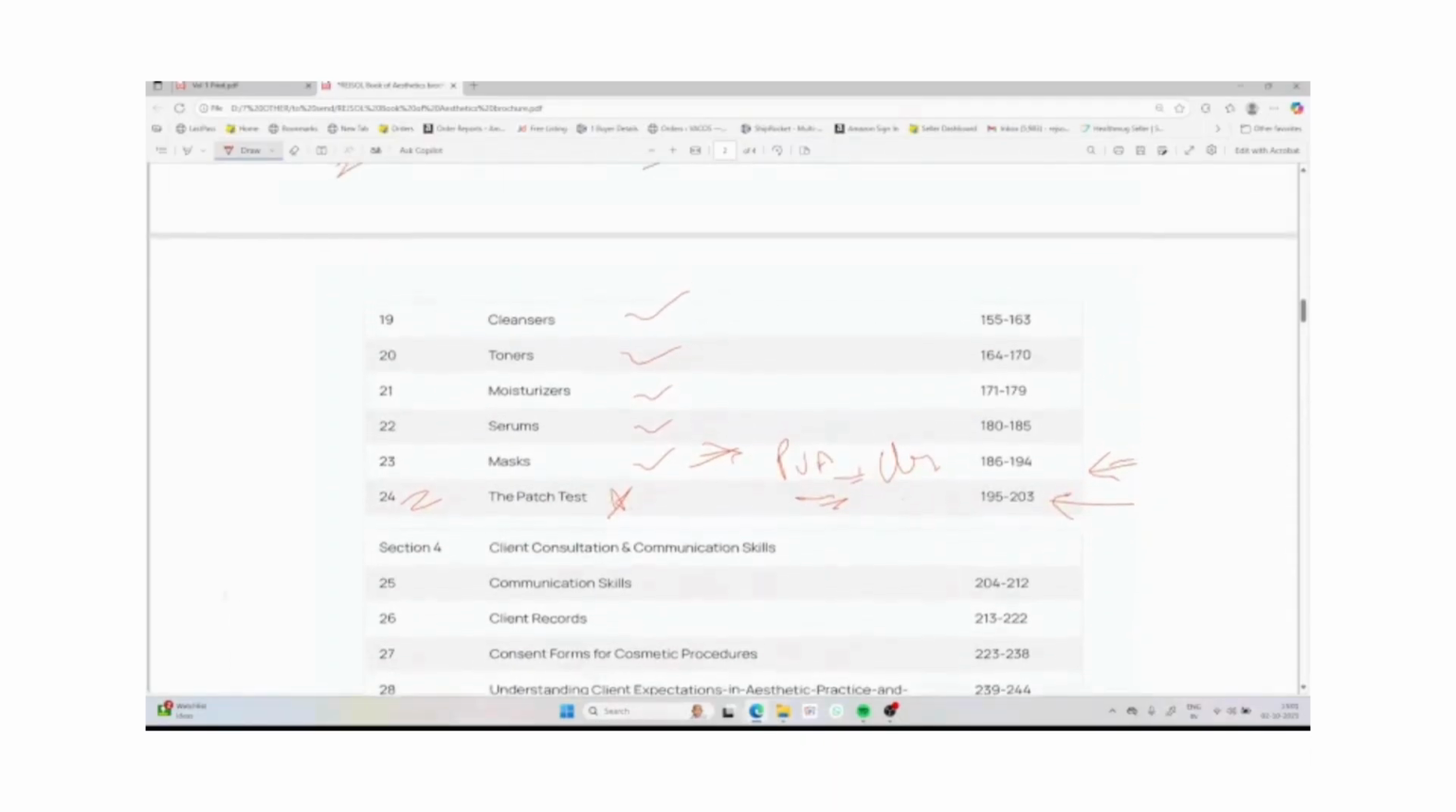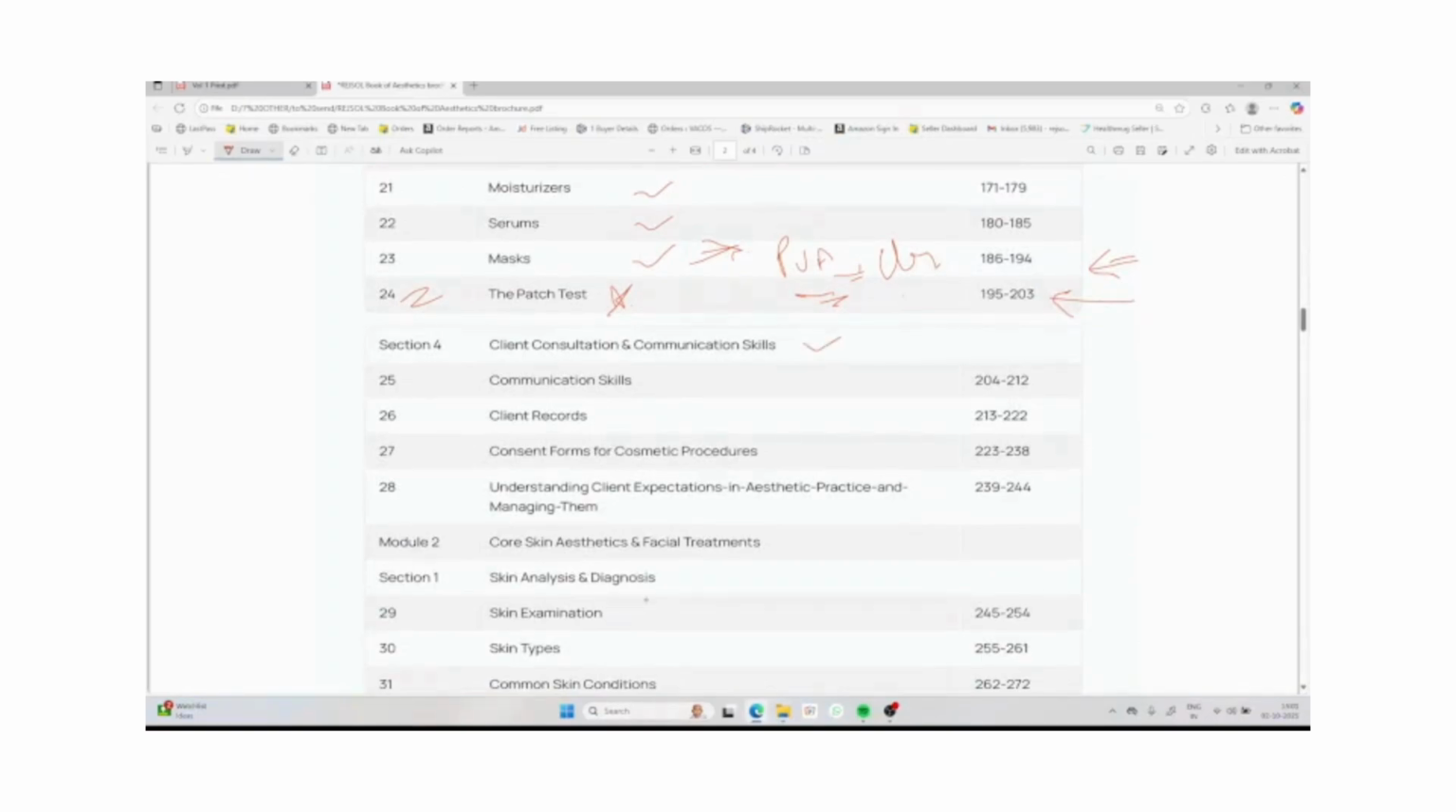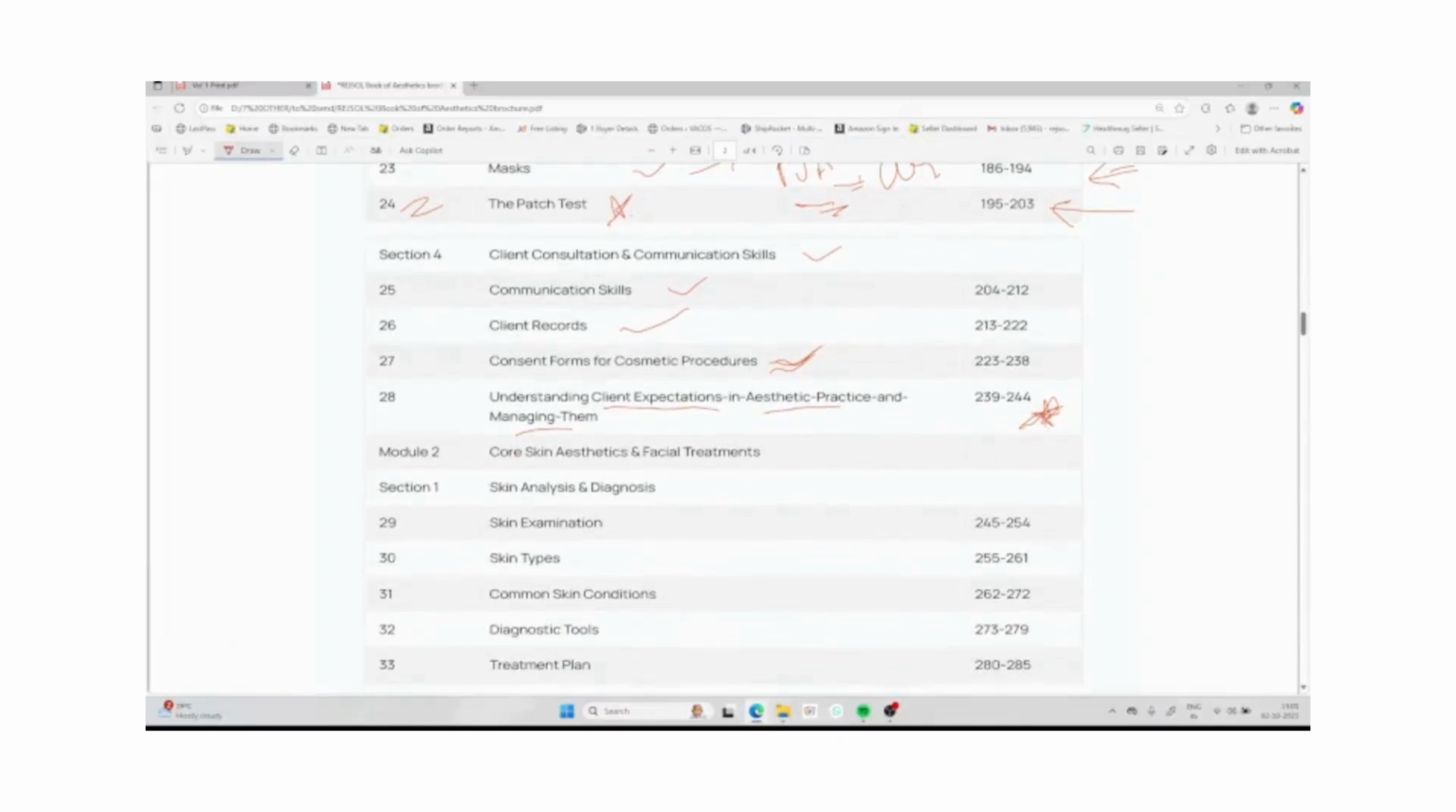And now we come to section 4, that is client consultation and communication skill. What are the communication skills? How should you talk, and how records are kept, the clinical records. What are the consent forms for cosmetic procedure? Client expectations in aesthetic practice and managing them is very important. The expectations of the client and how you should address them. So this was all about the module 1.